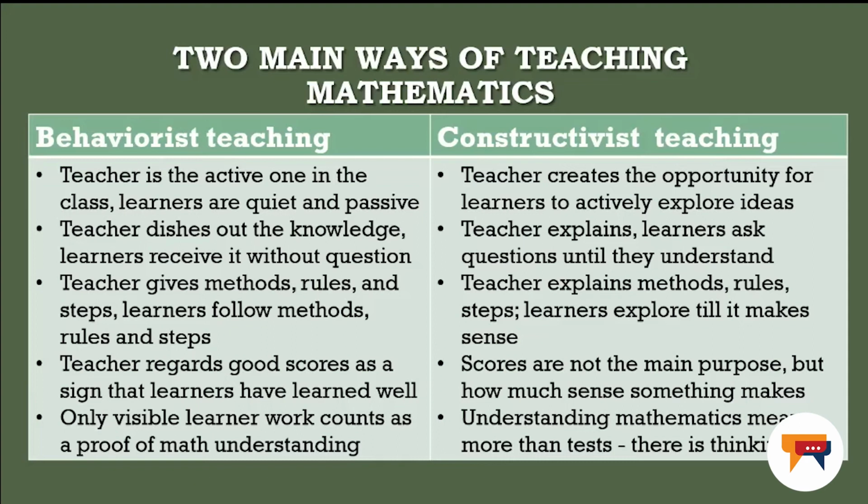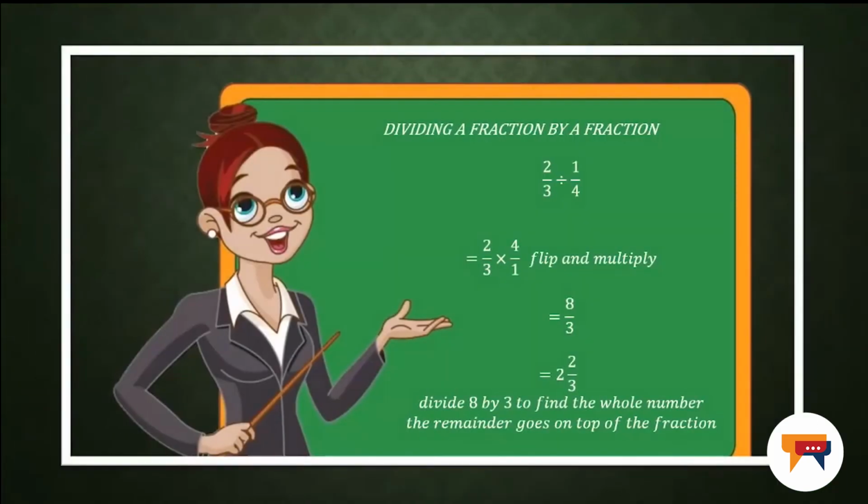So I think I'm going to go to the previous one. If you look at this, learners will know exactly what to do when they divide a fraction by a fraction. When this teacher is teaching them, because she gives them a quick trick, flip and multiply, then you get the answer. But they do not know what this means.